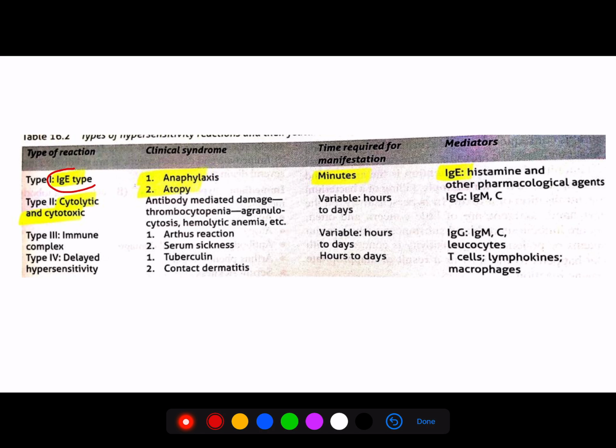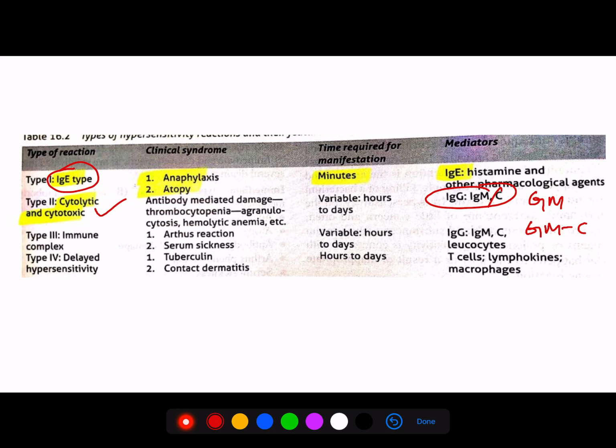Type 1 is mediated by IgE immunoglobulins. Type 2, that is cytotoxic or cytolytic, is mediated by IgG, IgM, and C, that is complement, the classical pathway. And the same goes with immune complex mediated: it is also IgG and IgM, and it is classical.